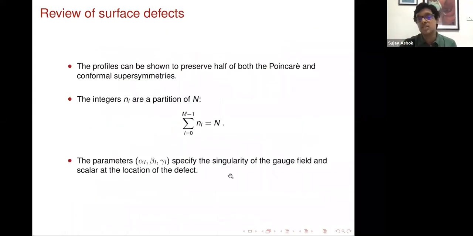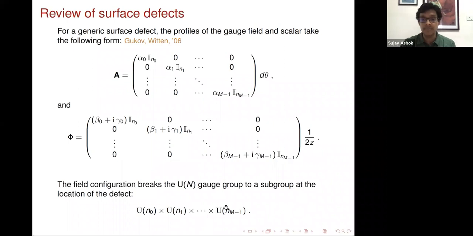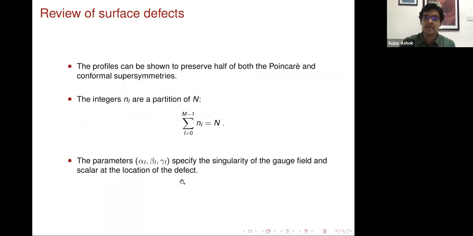So one can just check by using the supersymmetric variations in Euclidean space that these profiles preserve half of both the Poincare as well as the conformal supersymmetries. So it's really a half BPS defect. And the defect is characterized by two sets of parameters. The first, a partition of n, these n_0 to n_{m-1}, tells you how the gauge group is broken. And in addition, you have these parameters alpha, beta, and gamma that specify the singular profiles of the gauge field and scalar. So these are the defining data of the surface defect, and it is part of the definition.